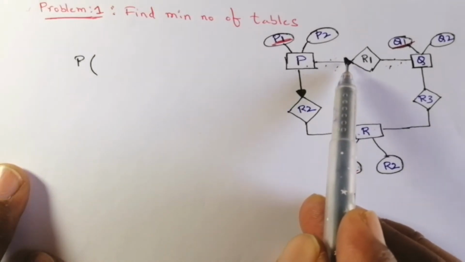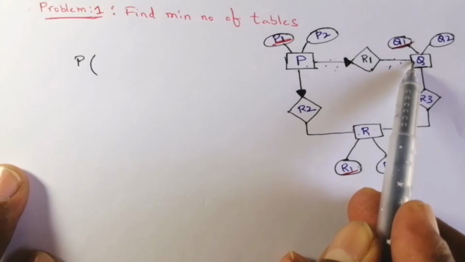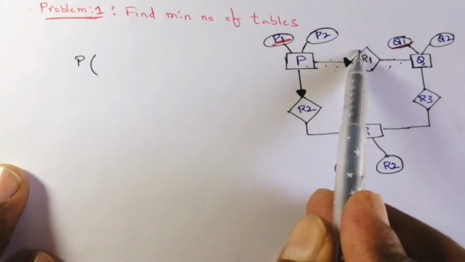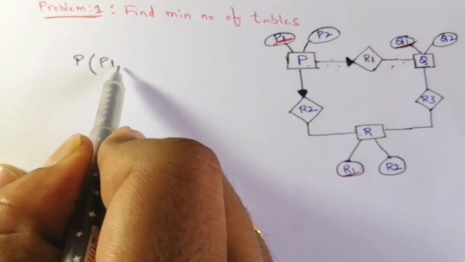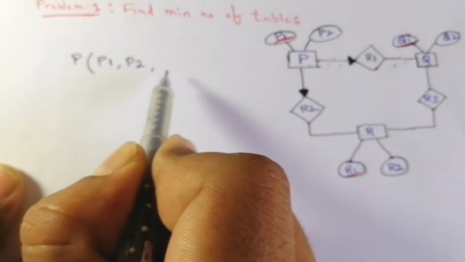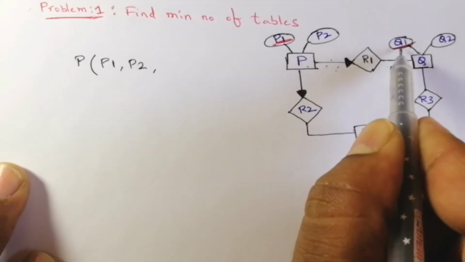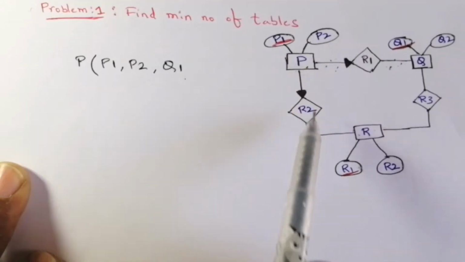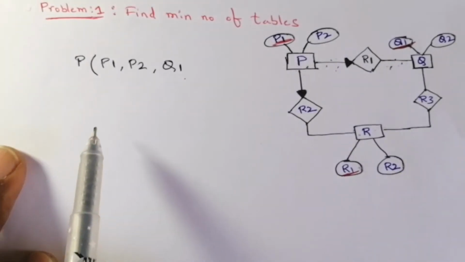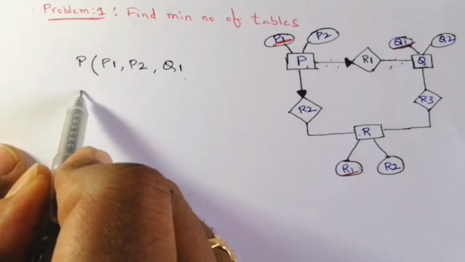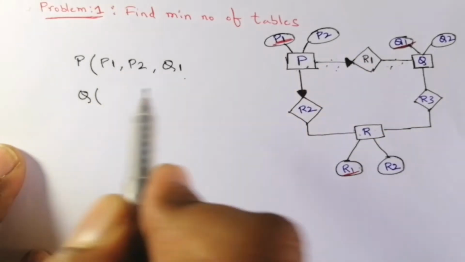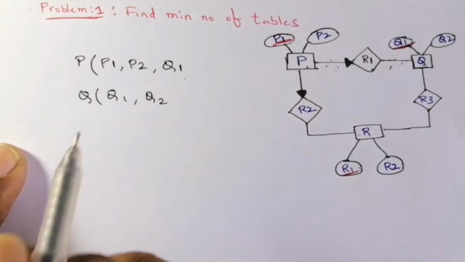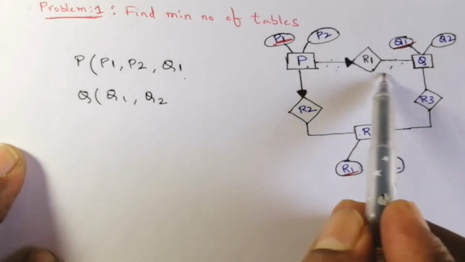So where is the many side in this example? This arrow indicates that the one side is this side, right? So the many side is the P side. So P is going to absorb its associated primary key. So P is going to have P1, P2 and its associated primary key, what is that? Q1, right? I'm not going to close it because P also has another relationship, so I don't want to close here. Now what is Q going to have? Q is going to have Q1, Q2. I'm also not going to close this, right? So this is the case for this side.